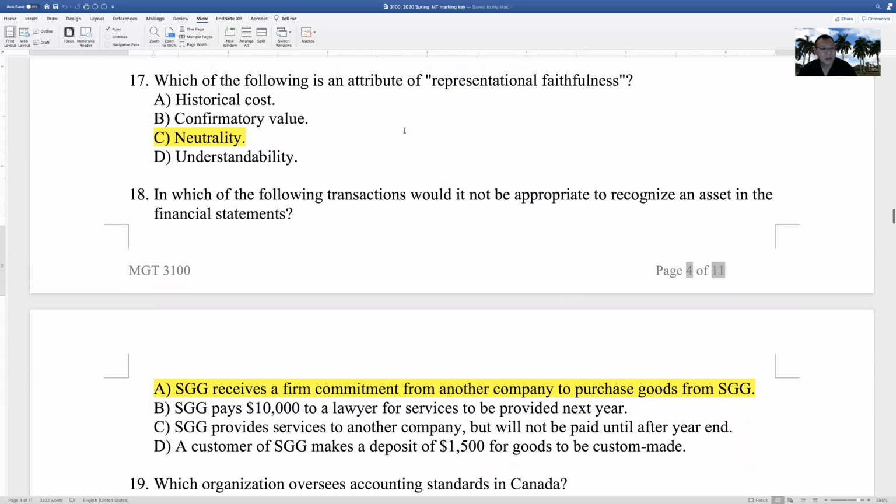Question 17. Which of the following is an attribute of representational faithfulness? The answer is C, neutrality. A, historical cost, that's a measurement. B, confirmatory value, that's relevancy. D, understandability, that is an enhancing qualitative characteristic. Neutrality, that's representational faithfulness. The answer is C.